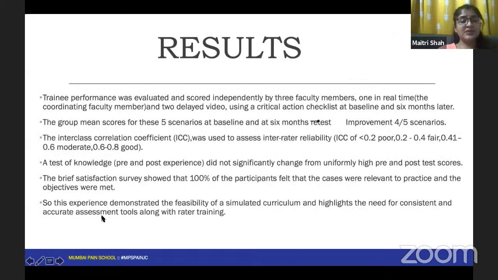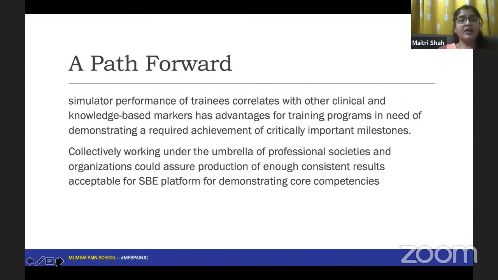So this experience demonstrated the feasibility of a simulated curriculum and highlights the need for consistent and accurate assessment tools along with rater training. A path forward: simulator performance of trainees that correlates with other clinical knowledge-based markers has advantage for training programs in need of demonstrating a required achievement of critically important milestones.